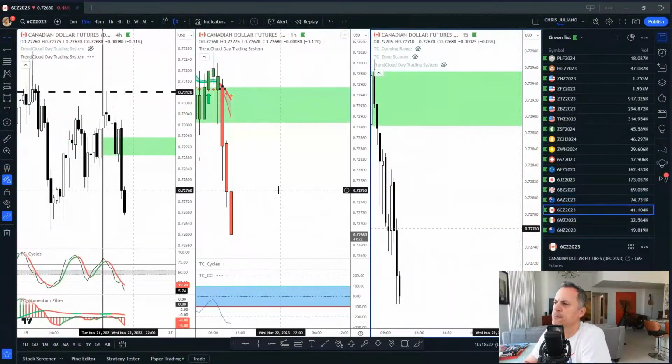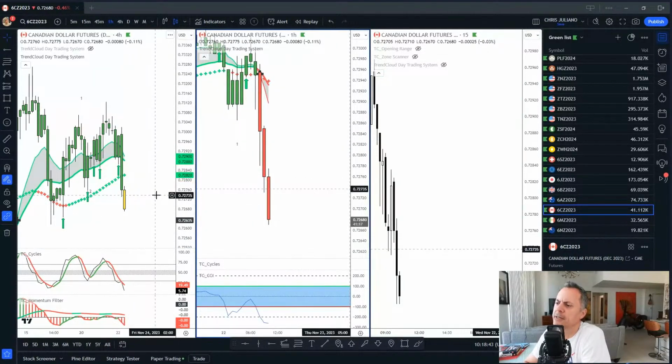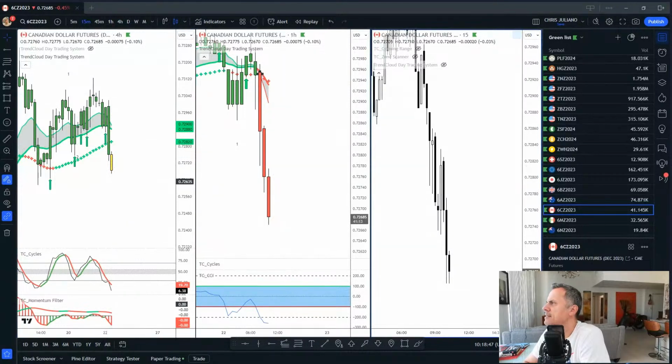Canadian dollar. Look at the difference here on the Canadian dollar, guys.